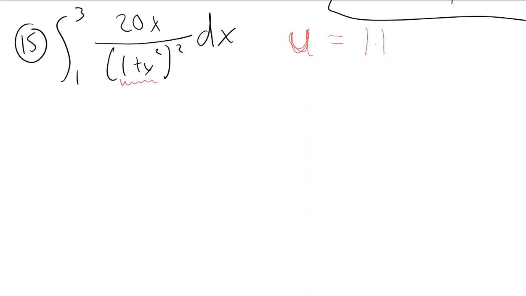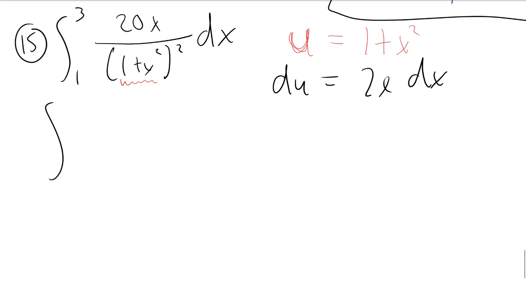So this is probably going to be the u, which would make du be this. You okay with both those parts? Okay, so then you start to rewrite this stuff. This looks like 1 over u squared. And to replace 20x dx, I can't just put a du, because du is not 20x dx.